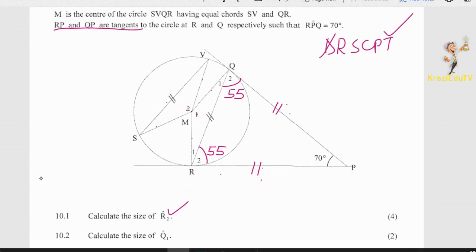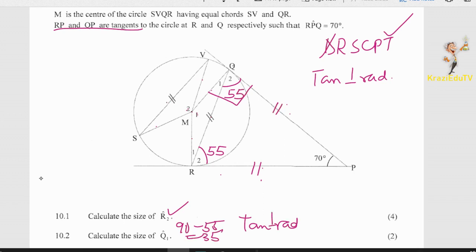The size of Q1. Oh, we forgot something, guys. When we were dealing with our chord, we forgot the tan rad. I did mention that there are 3, but I think I remember now I only talked about 2. Tan rad, very, very key: tangent perpendicular to radius, 90 degrees. So I have a radius NQ, and this is 90. So automatically Q1 becomes 90 minus 55, using tangent perpendicular to radius, which makes this 35 degrees.